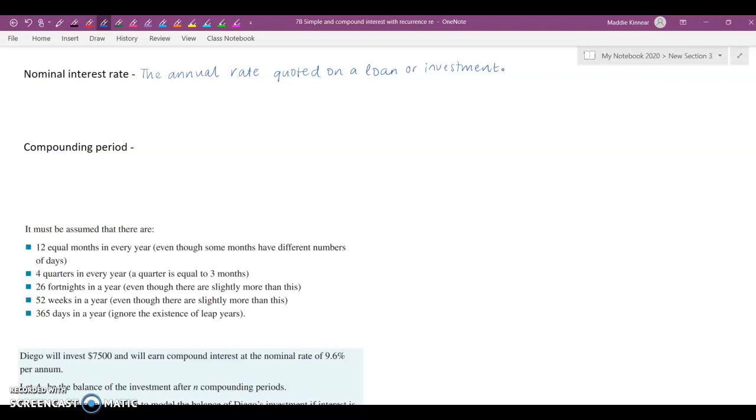Now, what can happen is compounding periods can vary. So you can have a nominal rate of 3.2%, but it could compound quarterly, biannually, weekly, monthly. You get the idea. There are a few different ways this can happen. So the compound period is the time period after which the compound interest is calculated and paid.